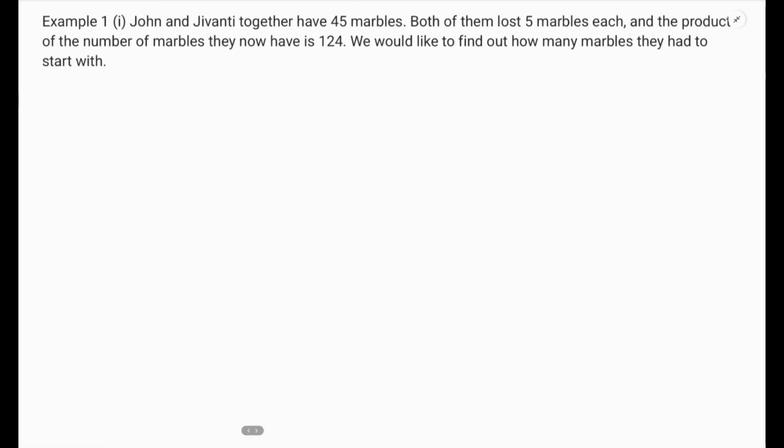First one: John and Jivanti together have 45 marbles. Both of them lost 5 marbles each, and the product of the number of marbles they now have is 124. We would like to find out how many marbles they had to start with. See, in this question we have to find out the quadratic equation. Here John and Jivanti, these two people, together have 45 marbles.